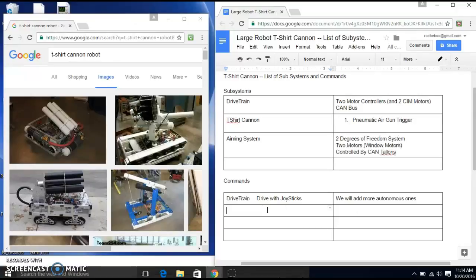But what about the T-shirt cannon? What's a command for that? One command would be fire, okay? And the fire would use the T-shirt cannon, that's the thing, right? We could do something like this too.